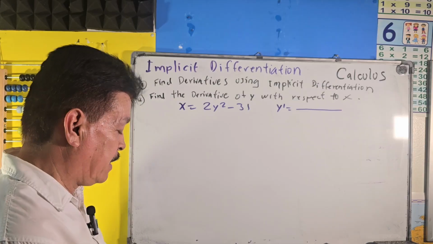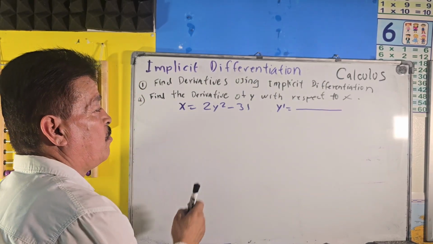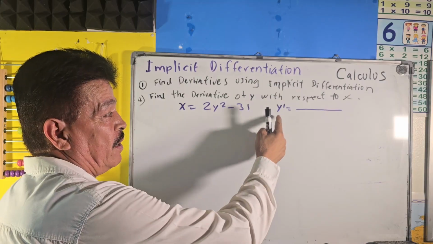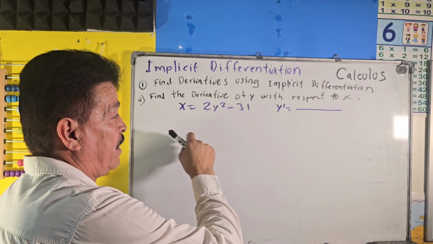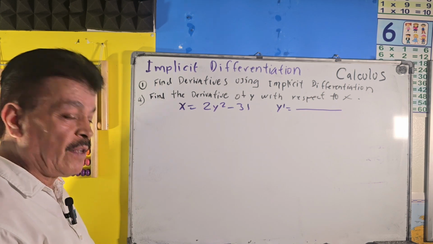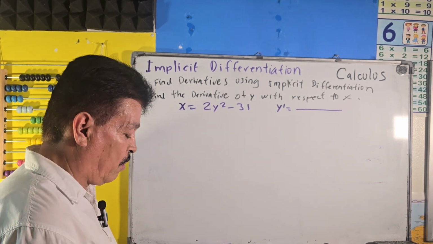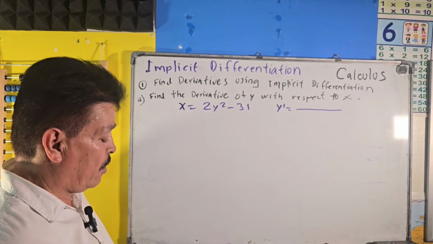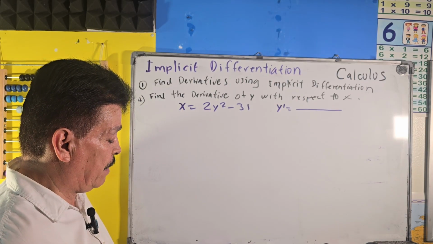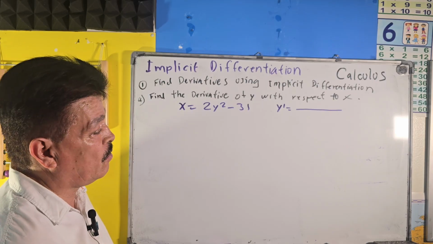Our problem is x equals 2y to the second power minus 31. What is the derivative of y? So we have to find the derivative of y. Before that, we have to remember that a function y of the variable x may be given in one of two ways, explicit or implicit.